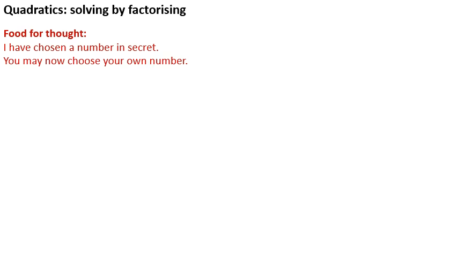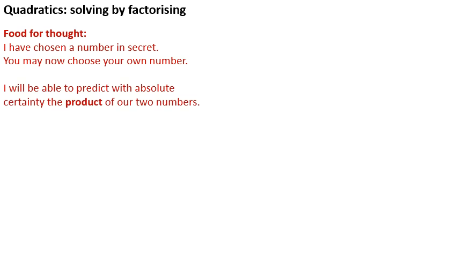So, solving by factorizing. Let's start with a little bit of a thought experiment. I'm thinking of a number right now. I've written it down. You can't see it, but I can. Now I encourage you to think of a number, come up with your own number. Feel free to change it after you find out more about what I'm going to do with the numbers if you like. I don't mind. Whatever number you pick, here's my claim. I will be able to predict with absolute certainty the product of our two numbers. So once we've both written our numbers down, we reveal the numbers, we multiply them together, and whatever that answer is, I knew it in advance.